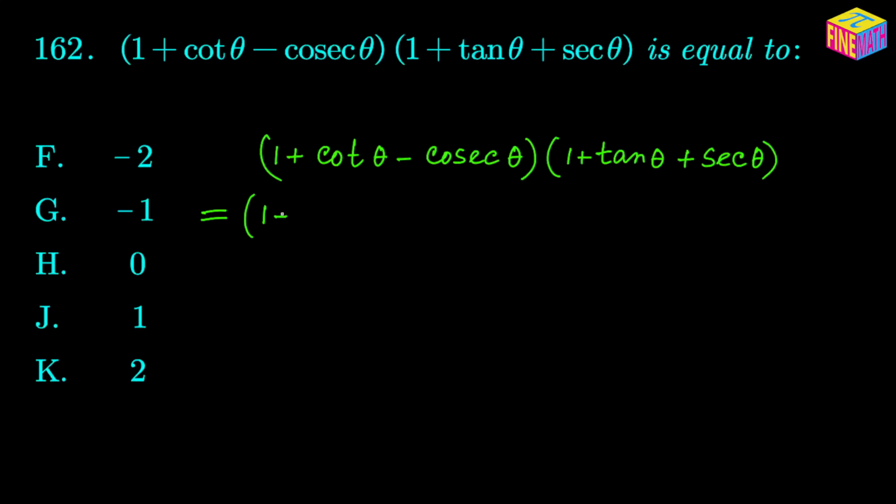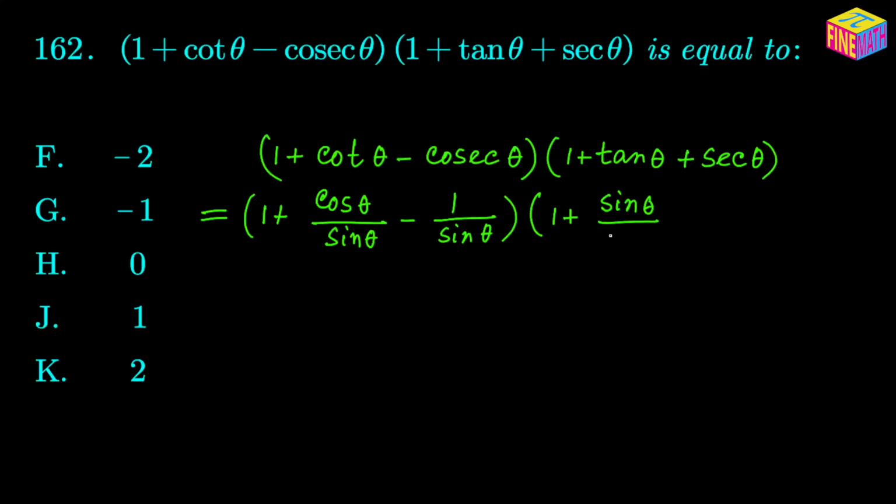So it would be 1 plus cosine of theta over sine of theta minus 1 over sine of theta. Alright, and the second factor is like this: 1 plus sine of theta over cosine of theta, that's the tangent of theta, plus 1 over cosine of theta. And now we are starting to see a pattern, right? Let's try to simplify this a little more.